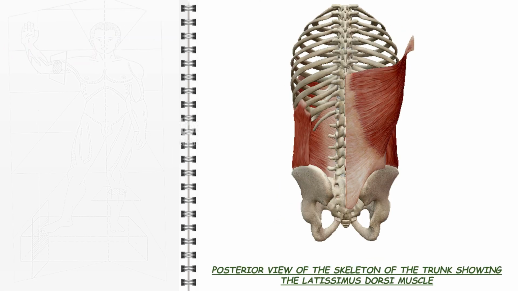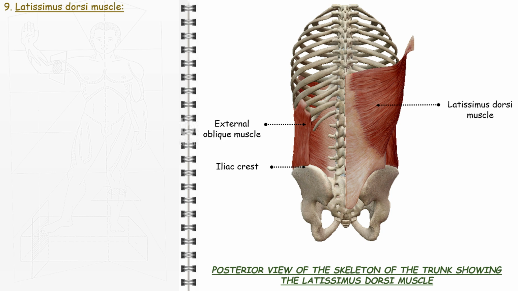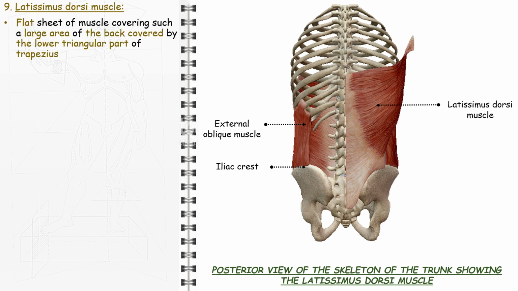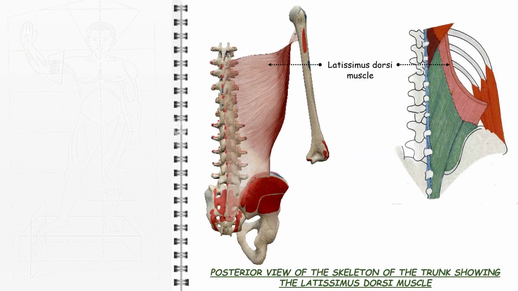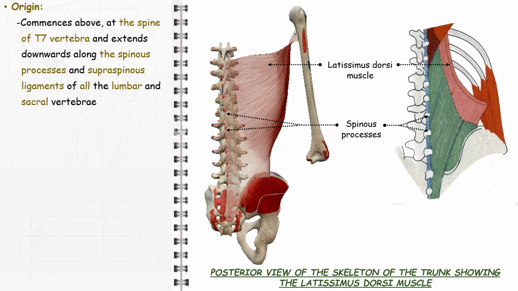The latissimus dorsi is a flat sheet of muscle covering such a large area of the back, covered by the lower triangular part of trapezius. It is triangular in shape with medial base and lateral apex and has a very wide origin and very narrow insertion. Its origin commences above at the spine of T7 vertebra and extends downwards along the spinous processes and supraspinous ligaments of all the lumbar and sacral vertebrae.